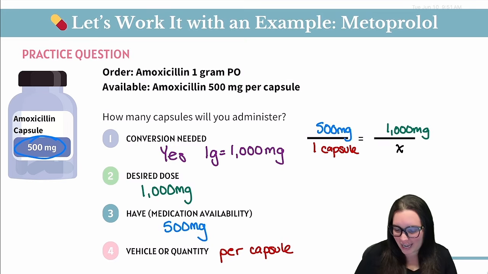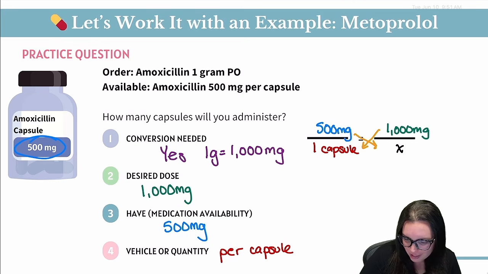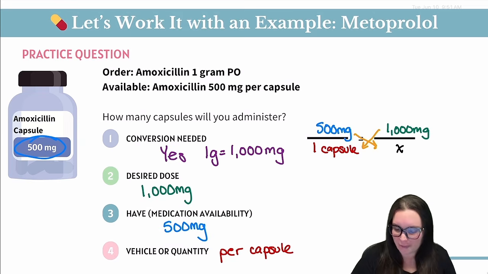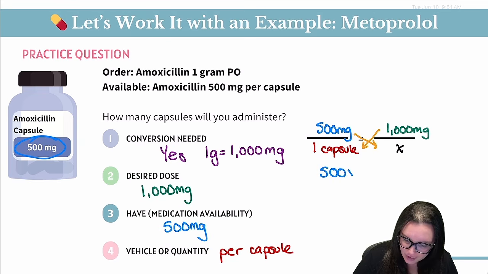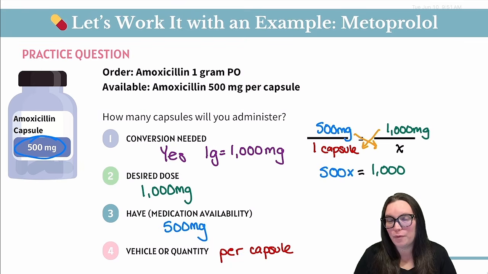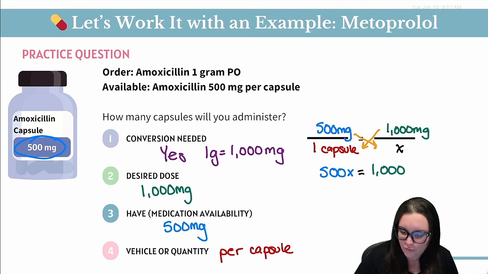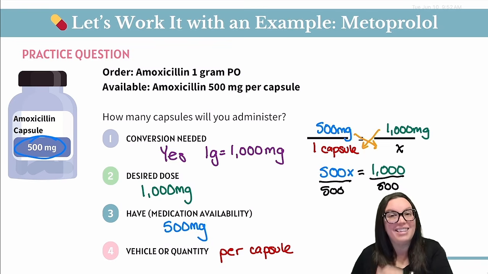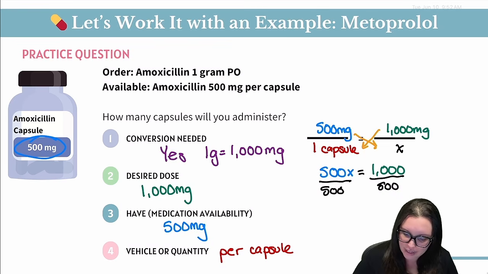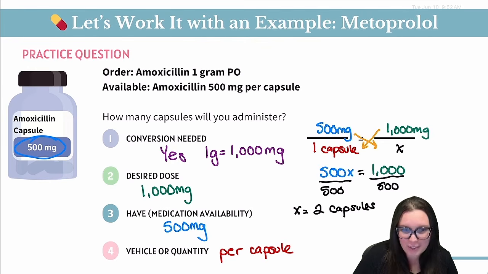Now we're going to do a little handy dandy cross multiplication. We've got 500 multiplied by X is going to give us 500X, and we've got 1,000 multiplied by 1 is going to give us 1,000. Just like before, I have to isolate that X. The X is being multiplied by 500, so I need to do the opposite. I'm going to divide by 500. And remember, whatever you do to one side, you also need to do to the other side of the equal sign. So now we're going to be left with X is equal to 2 capsules once we do our division.